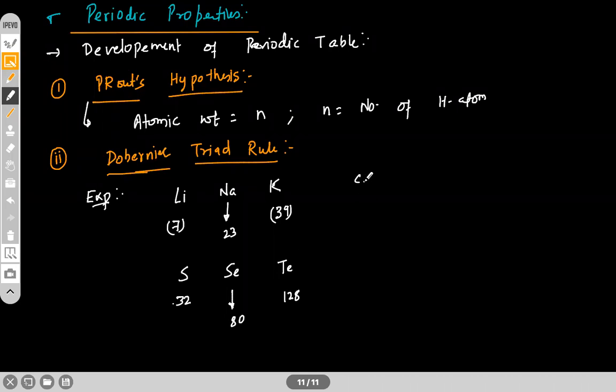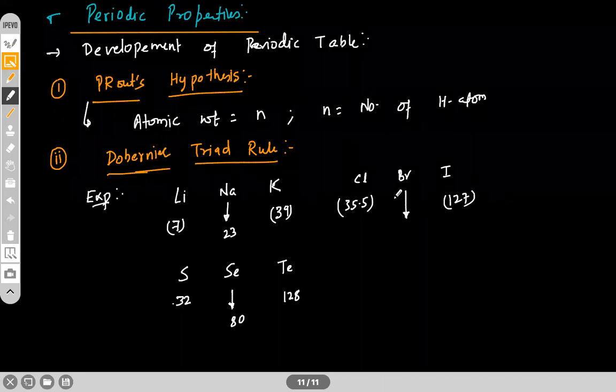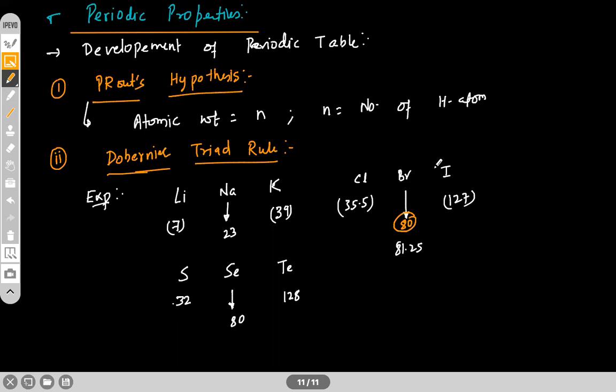Okay, chlorine, bromine, iodine. Chlorine is 35.5, iodine is 127, and the average of the two: 162.5 divided by 2 gives 81.25. The atomic mass of bromine is 80, so it is close, not an exact value, but close, and it forms a Dobereiner triad.